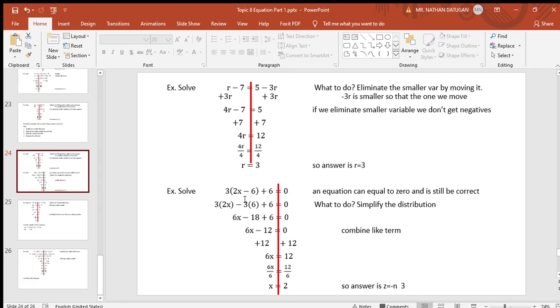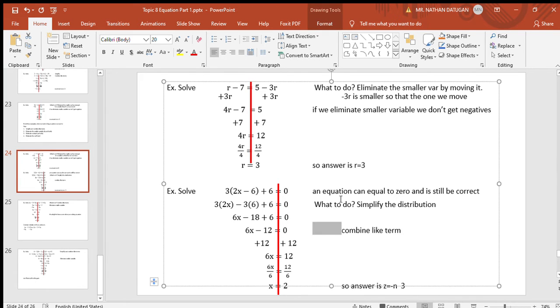But right now, what do we do? Well, first we need to simplify the distribution. So distribute 3 to both 2x and 6. And we're going to get 6x minus 18 plus 6 is equal to 0. Now what do we do? Well, we combine like terms.